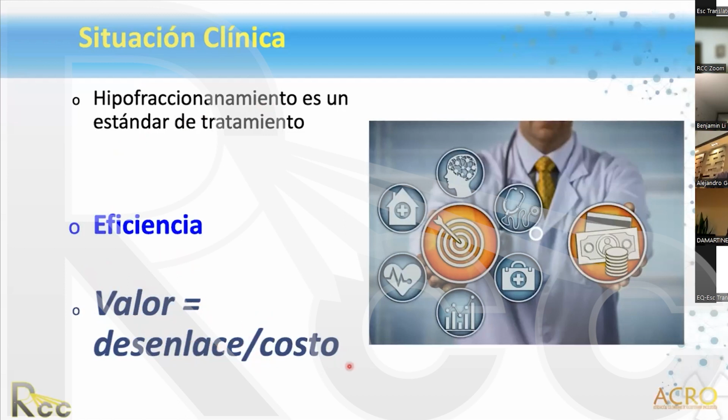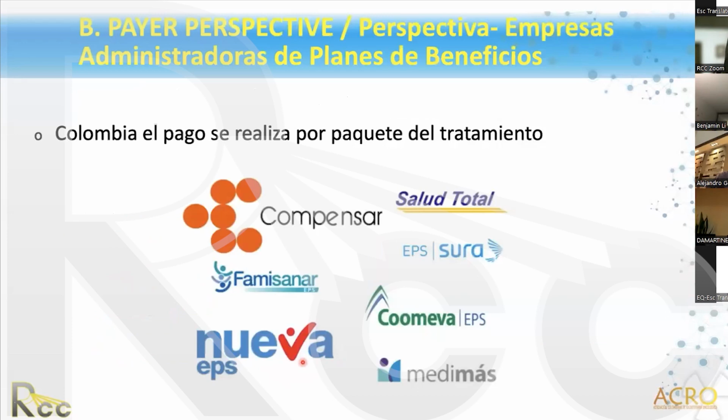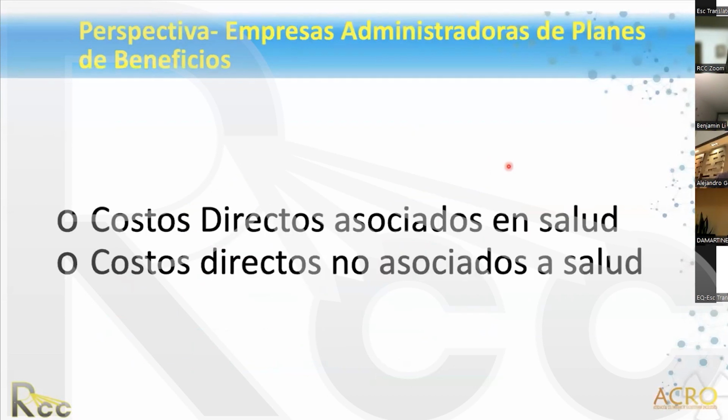which is the outcome relative to the cost that we're generating, not only of the treatment, but also the costs associated to health at the end. The one that gives us the most value for the treatment will be the most efficient, as in the multiple pathologies that we will see during the course, that at the end will have a lower cost for society. So in Colombia, the payment is done by an insurance.